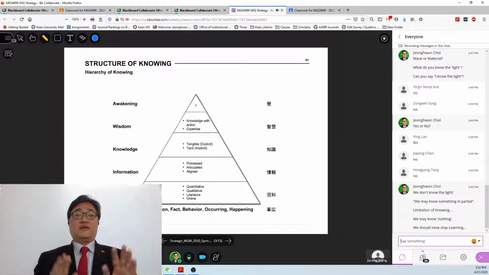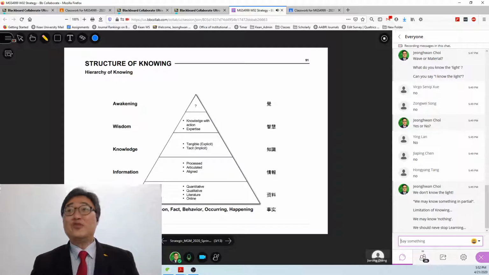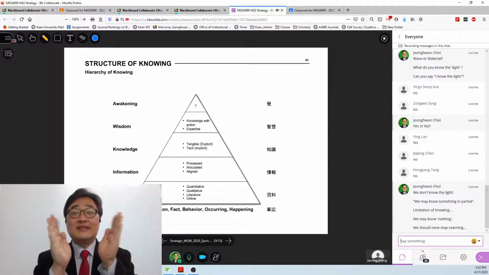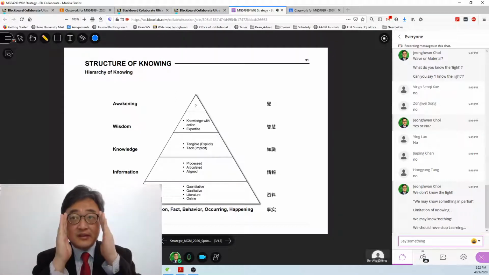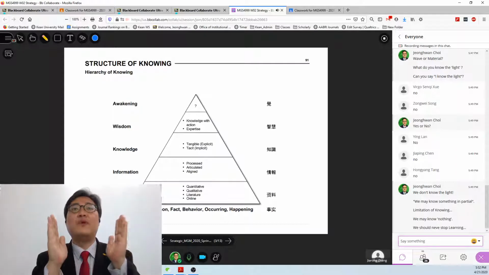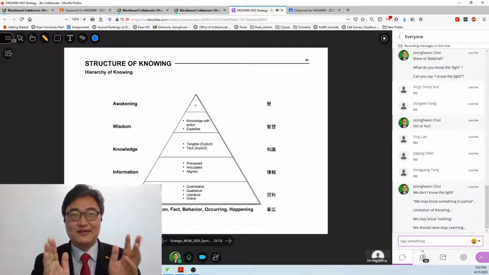Core competency, human knowledge, human skills, human ability is quite limited. And that's quite volatile, quite vulnerable. So we must never stop learning. That's what I want to say.